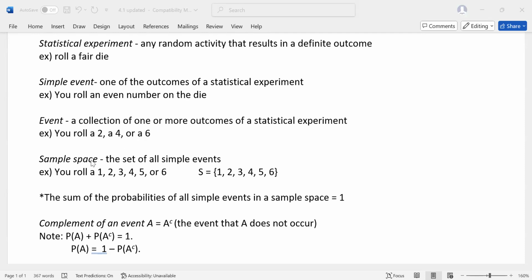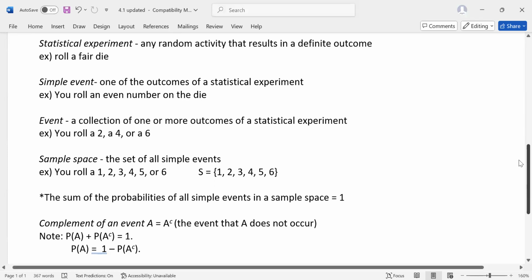And then the sample space would be the set of all simple events. So if you're looking at rolling a die, you can either roll a 1, 2, 3, 4, 5, or 6. And they use set notation for the sample space S, so you have the braces around it. This is important. The sum of all the probabilities of all of the simple events in a sample space has to equal 1 or 100%. So the whole thing has to add up to 1, all right?